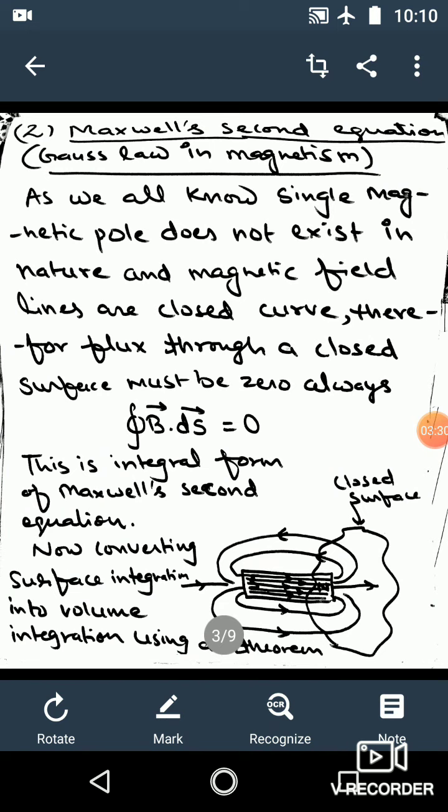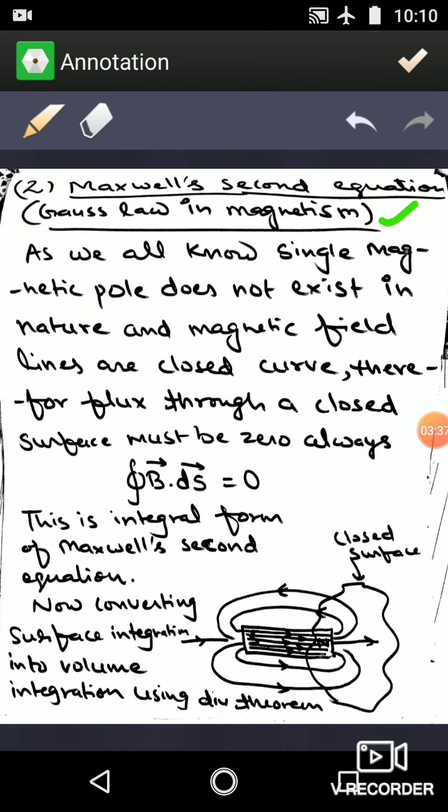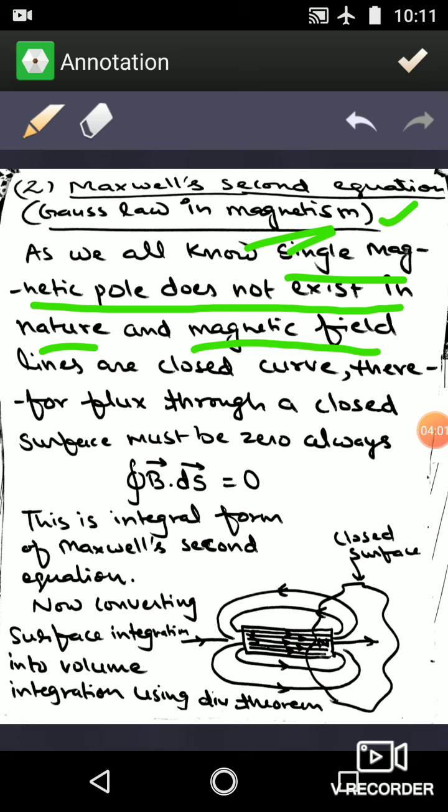We are going to study Maxwell's second equation on this page. Maxwell's second equation is basically Gauss law in magnetism. We all know that a single magnetic pole does not exist. A single north pole or single south pole does not exist in nature. South pole and north pole always exist in pairs, and the strength of these poles is also equal.